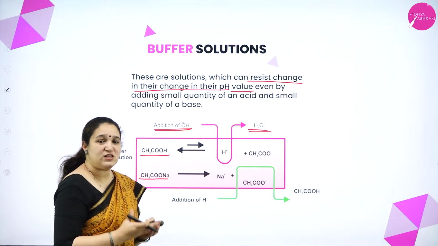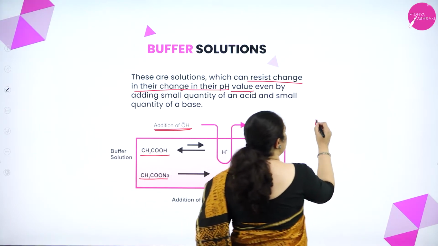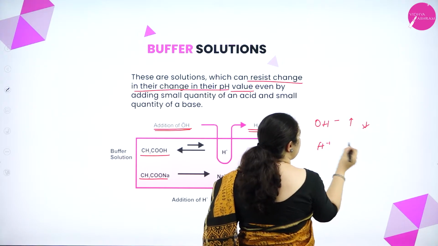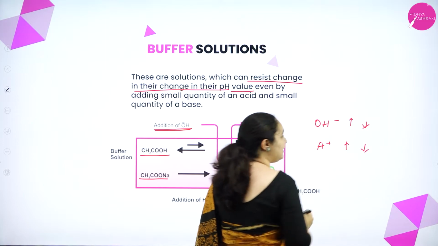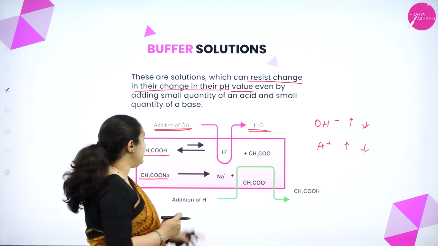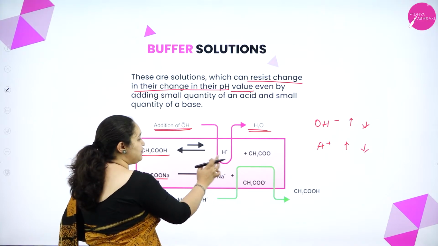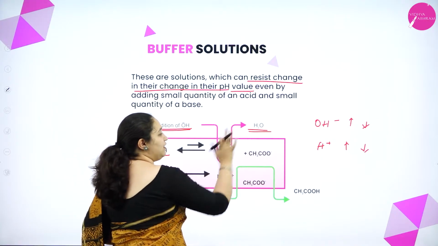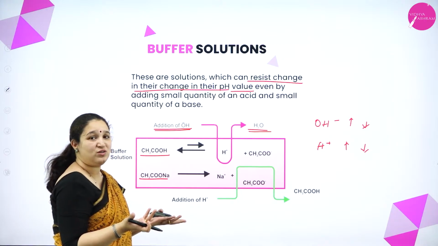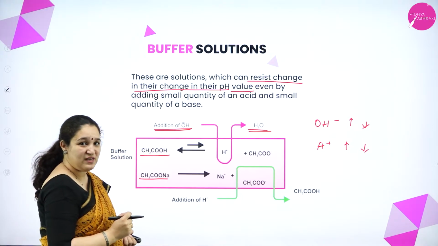When will pH change? Only when OH minus ion concentration increases or decreases, or H plus ion concentration increases or decreases. Here, when I am adding a small amount of base, immediately it will react with H plus ion in the buffer to get converted into water. So the OH minus ion did not increase or decrease. It is as it is, isn't it?